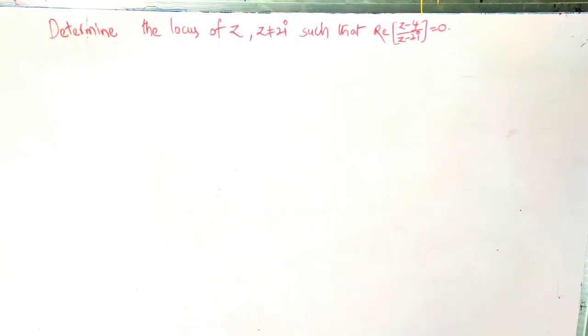Right, next question. Determine the locus of z, z not equal to i, such that the real part of z minus 4 divided by z minus 2i equals 0.